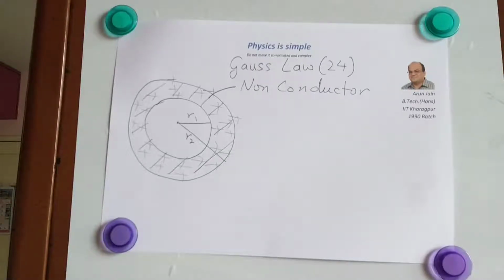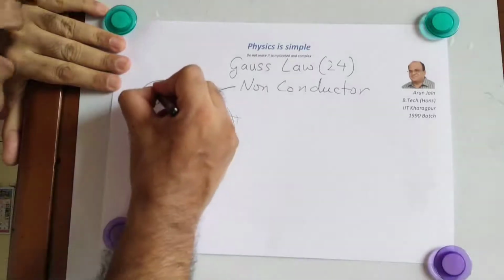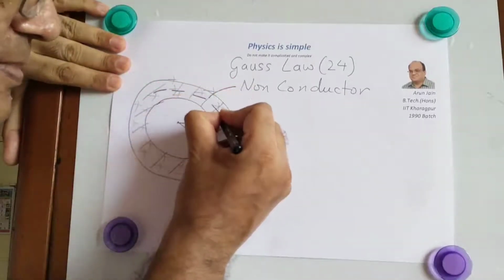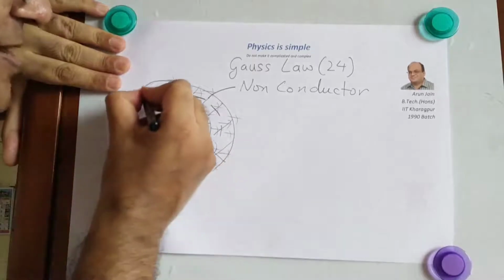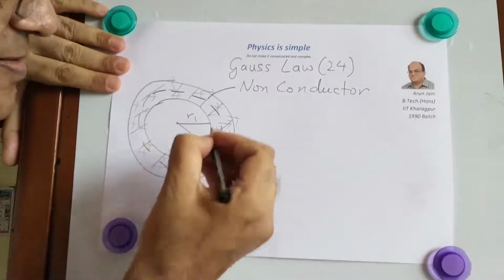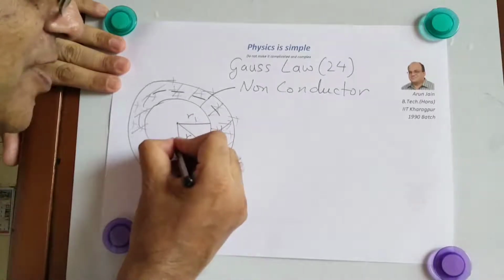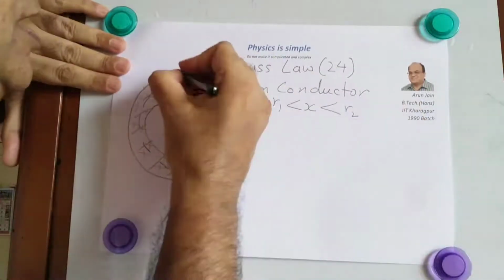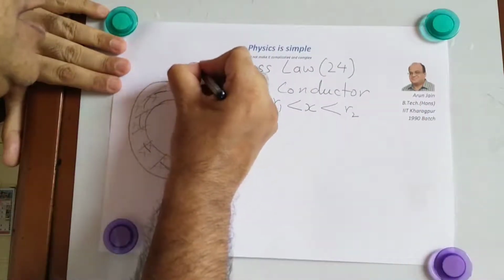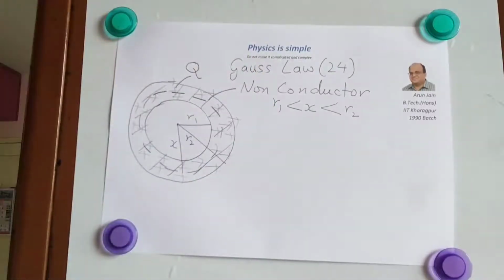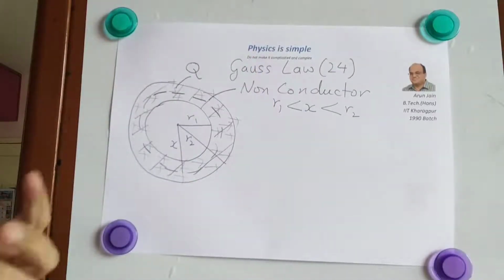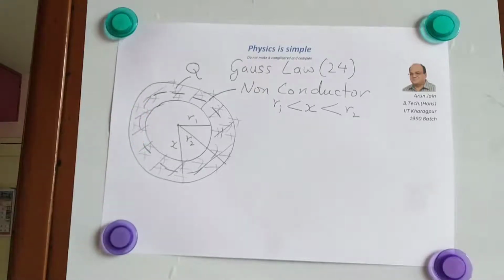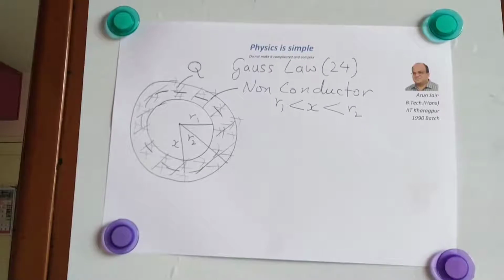Now we have to find the electric field at a distance x from the center, and this x lies between R1 and R2. So x is more than R1, less than R2. Charge that is there on this is capital Q. So capital Q is uniformly distributed over this material, which is a hollow spherical non-conductor. Inner radius is R1, outer radius is R2.